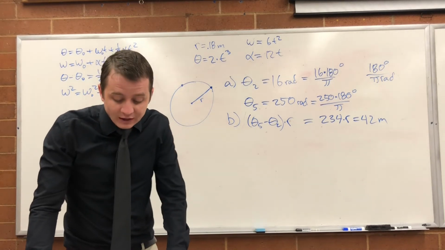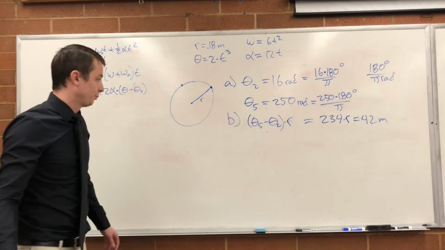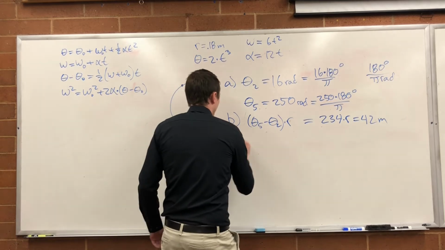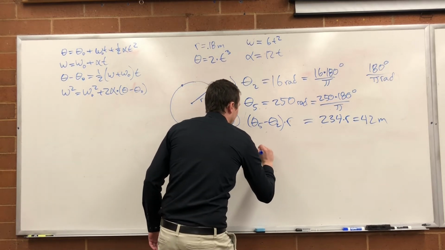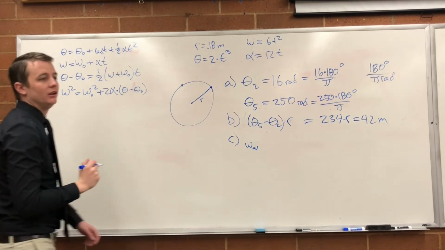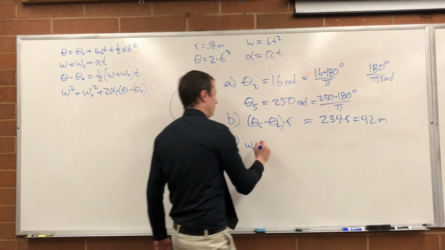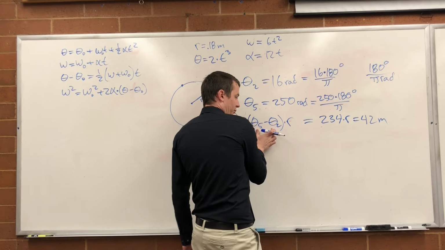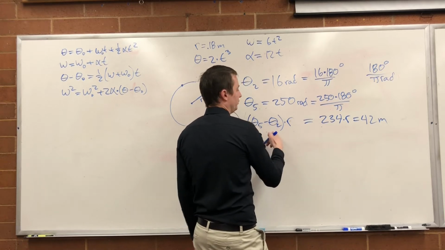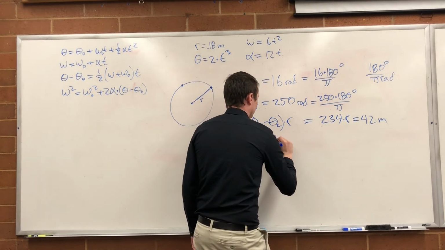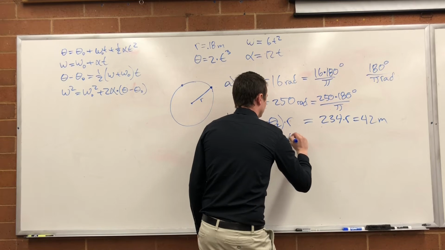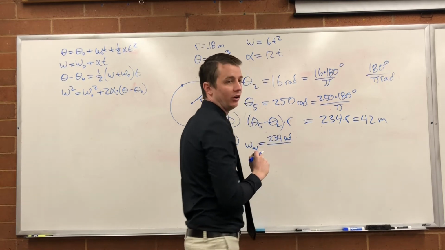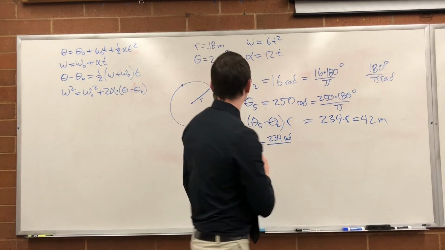Find the average angular velocity in radians per second. So part C, I'm looking for omega average over that time interval. How do you calculate omega average? That's the change in displacement over the change in time. So our displacement we already calculated is 234 radians, over our time, which was 3 seconds.